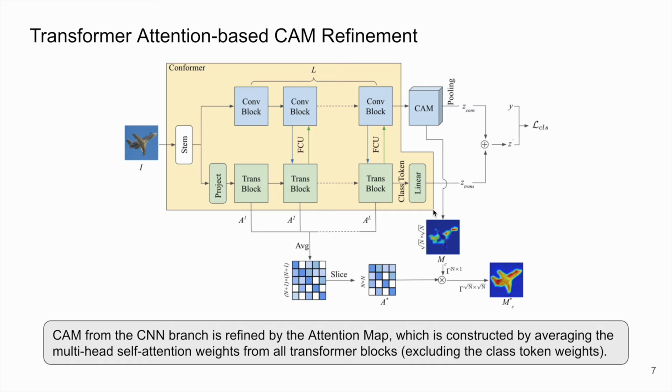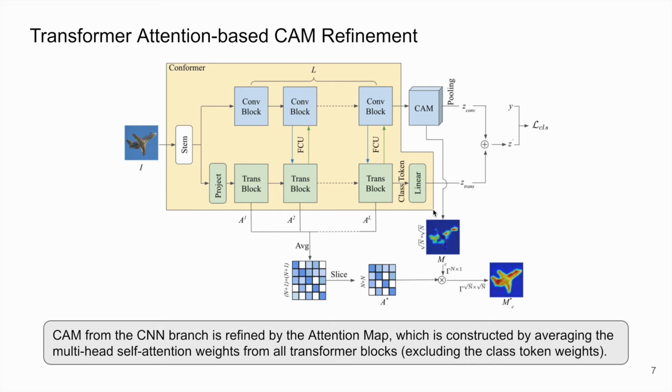This figure shows an overview of our method. The yellow parts represent the dual-branch conformer network. It consists of a convolution branch and a transformer branch. The representations from the two branches are fused through the feature coupling units. Our method first obtains the class activation map MC from the convolution branch. We find this class activation map has more extensive coverage compared to others obtained from the CNN backbones that were used previously.